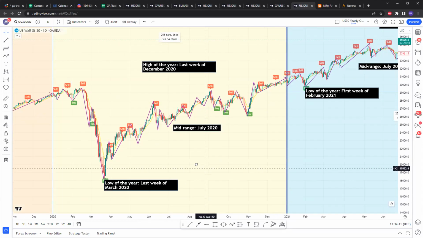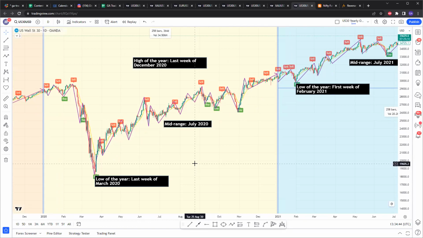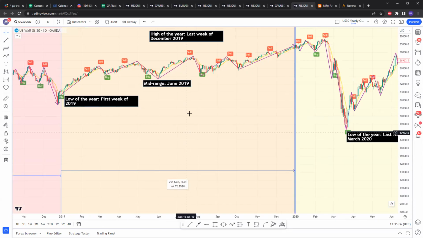Same thing, 2020 was an anomaly due to COVID, but the same rules apply. Low of the year, last week of March 2020; high of the year, last week of December 2020. The mid-range here, if we look at it, was July 2020, and you can see we had a sell on July 24th from about 27,080 to 26,080, so about a 1,000 pip sell. So that was the mid-range of the whole year. The idea is the same.